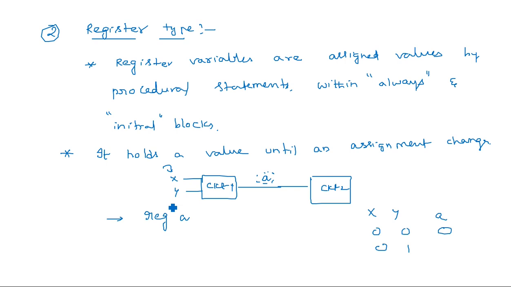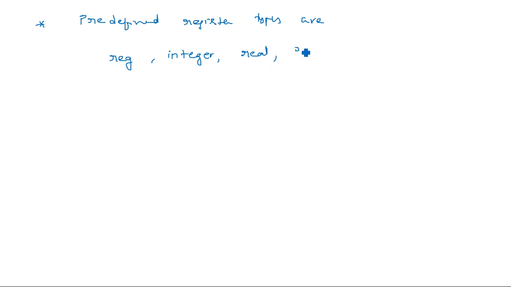So here, the predefined register types are, as I said, register, integer, real, real time, and time. So these are the different types of predefined registers. We can use register, integer, real, real time, time.